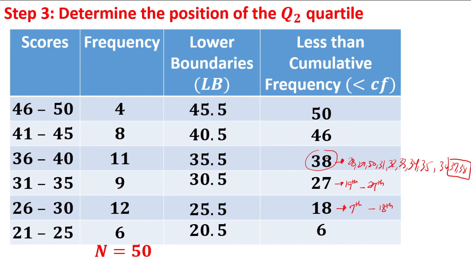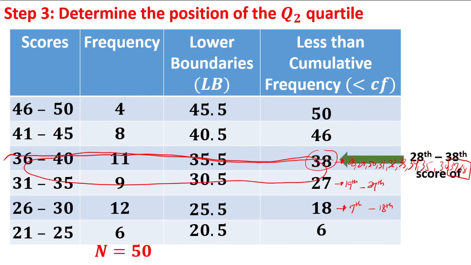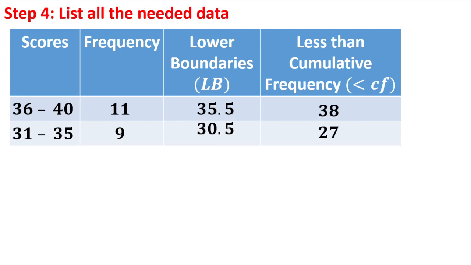Tama? So, ibig sabihin ang gagamitin natin is itong data dito sa table. Okay? I-isolate mo kasama nung nasa baba niya. Okay? Again, 38 contains the 28 to 38 score, and that is where the third quartile class belong. Okay? So isolate mo yung dalawa. Same process. So this contains the 28 to 38 score of the third quartile class, pero hindi natin siya gagamitin.